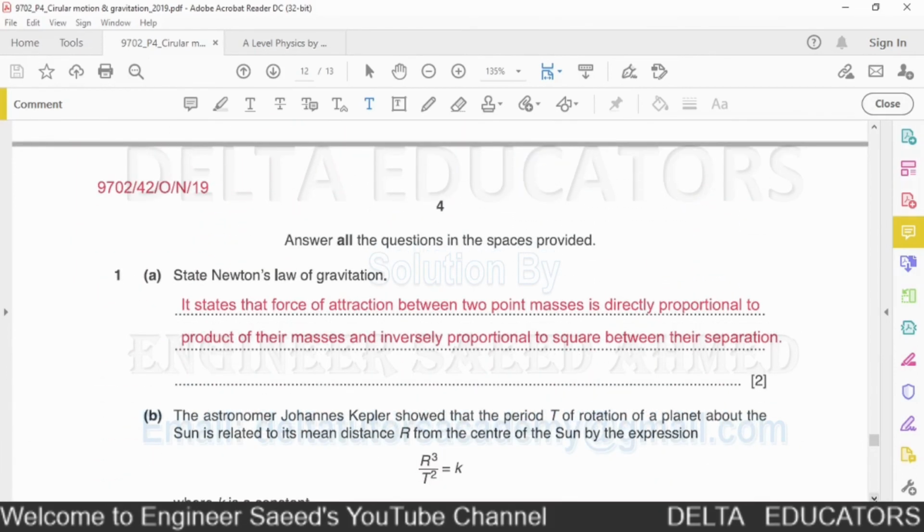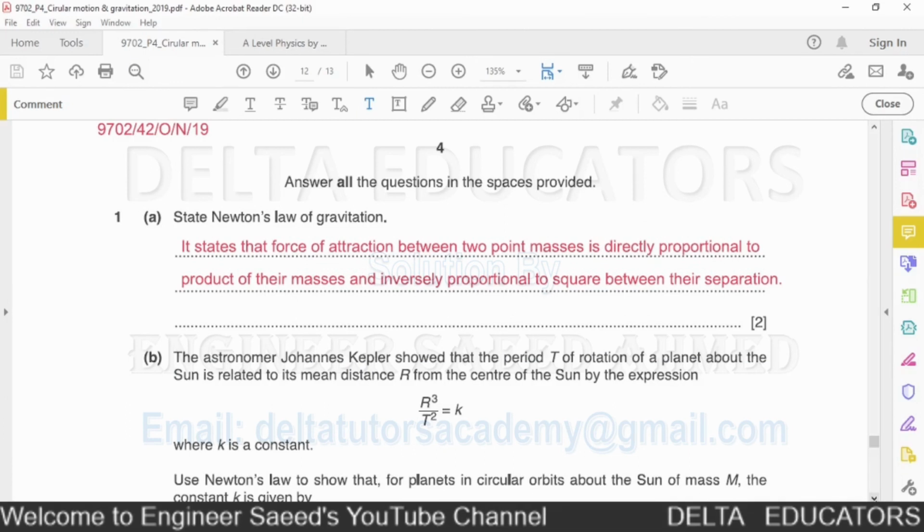Now next question, it is from paper 4 variant 2 of October-November 19. State Newton's law of gravitation. Newton's law of gravitation is stated as the force of attraction between 2 point masses is directly proportional to product of their masses and inversely proportional to square between their separation.